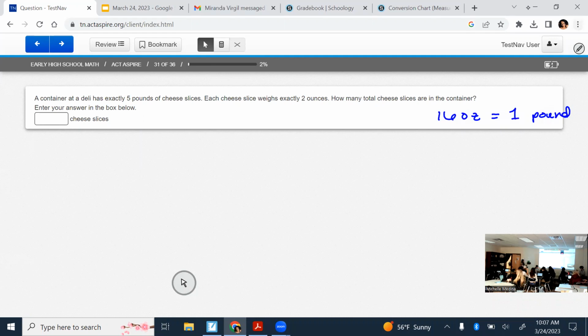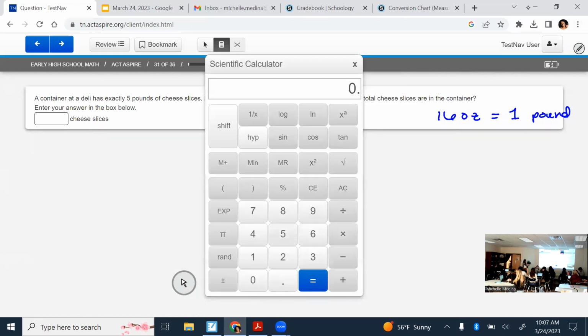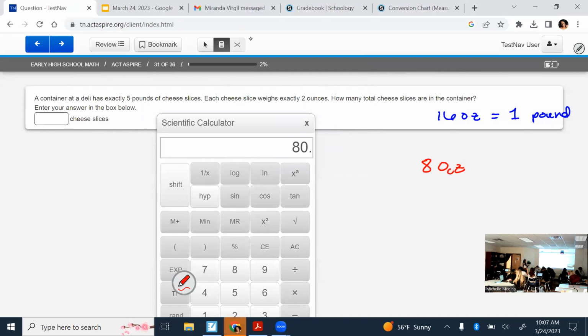So what math would I need to do to figure out how many ounces that is? Multiply the 5 times 16. So there's 16 ounces per pound, so that means I have 80 ounces total. And then if each cheese slice weighs exactly 2 ounces and we want to figure out how many slices there are, what do I do now? There's 80 ounces total. We divide, which gives us a total of 40 slices.